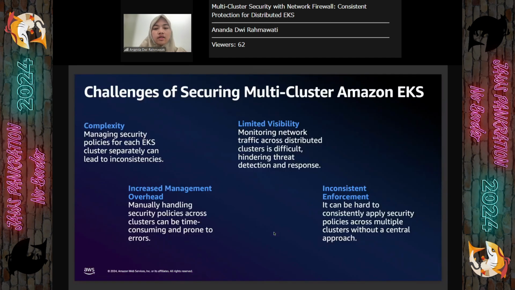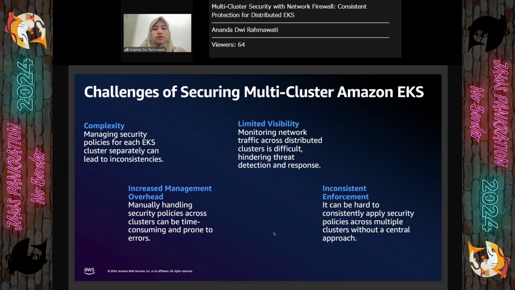And the second one is limited visibility. Monitoring network traffic across distributed clusters is difficult, hindering threat detection and response. Yeah, because those clusters we put in private subnet, and we want to put in centralized management also. So we may need to consider other tools that we can use to monitor the traffic, like VPC. We can enable VPC flow logs, and so on and so on.